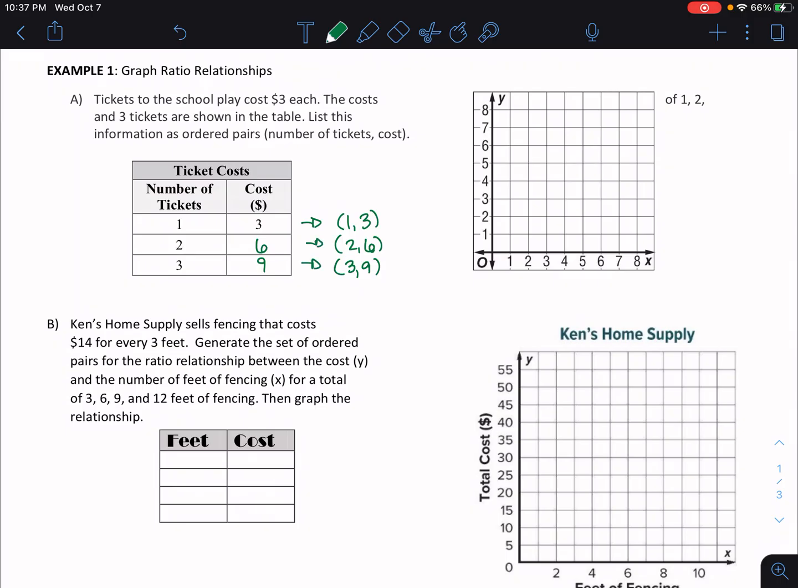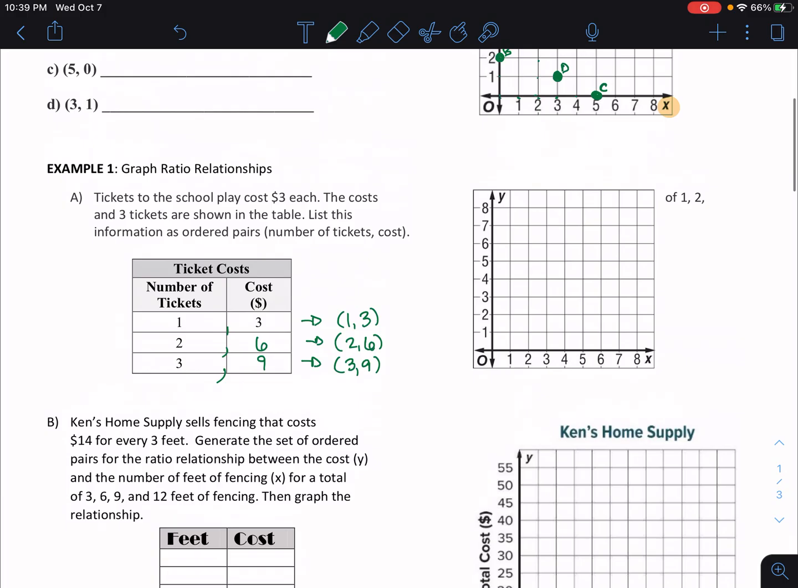So our table can also be listed as ordered pairs. Now you can look at them just as ordered pairs from the table. So this is 1 comma 3, 2 comma 6, 3 comma 9, or you can write them as ordered pairs. This graph is currently blank, so I'm going to put some labels on it. I've got ticket costs up here. This is going to be your number of tickets along the bottom. Because this is the X, this is the Y. So this is going to be our cost in dollars.